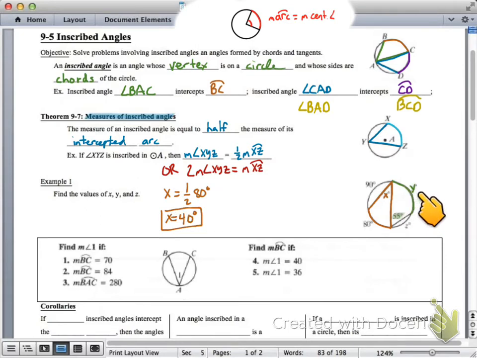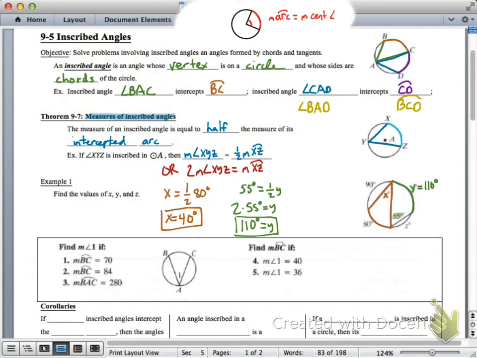Y, in this case, is the arc. We have that the measure of the angle that intercepts arc Y is 55. So 55 degrees equals 1/2 of Y, or we could flip that around and say double 55 equals Y. 2 times 55 is 110 degrees.